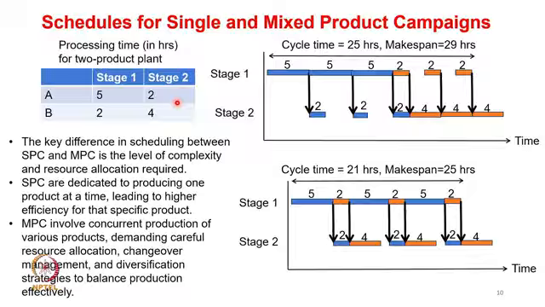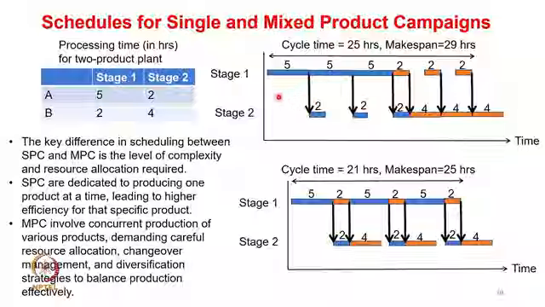And that may involve more careful allocation, changeover requirements, and diversification strategies, to balance the overall operation. So, look at 2 operational strategies. Here the blue color indicates product A, and the orange color indicates B.